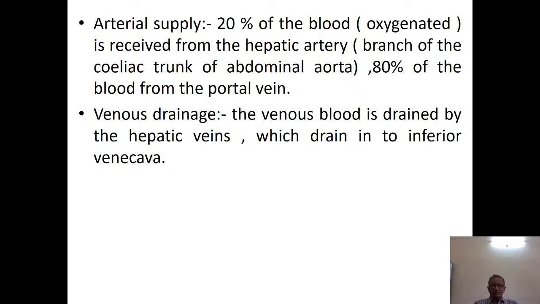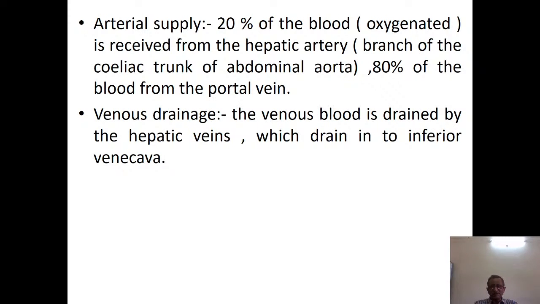Now arterial supply. 20% of the blood is received from the hepatic artery, oxygenated blood, and hepatic artery is a branch of celiac trunk of the abdominal aorta, and 80% of the blood from the portal vein. So most of the blood supplied to the liver is from the portal vein, that's about 80%, and only 20% of it is coming through the hepatic artery from the celiac trunk, that is supplying oxygen to the liver.